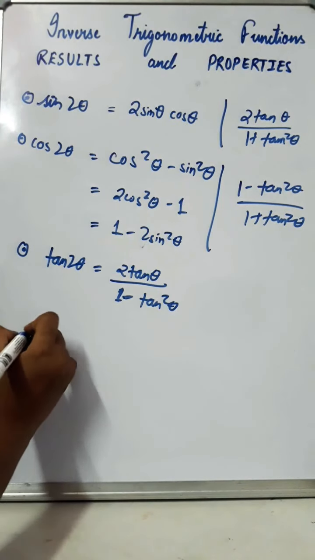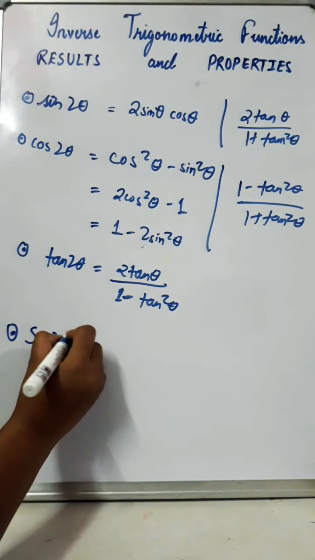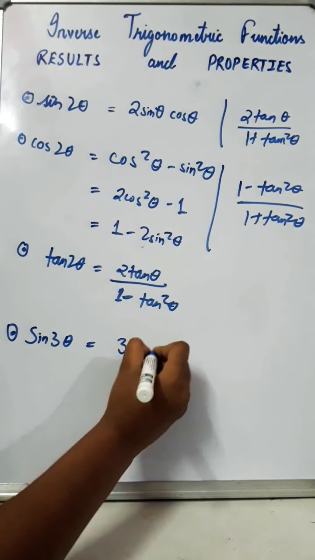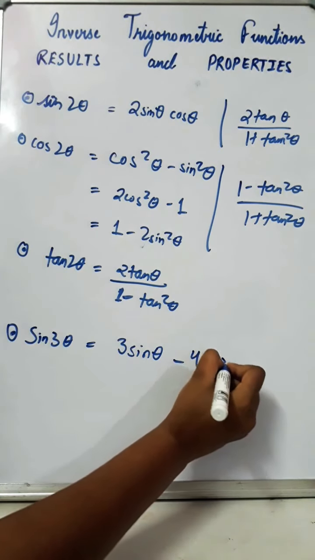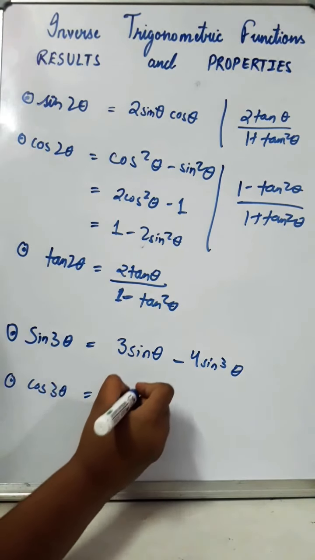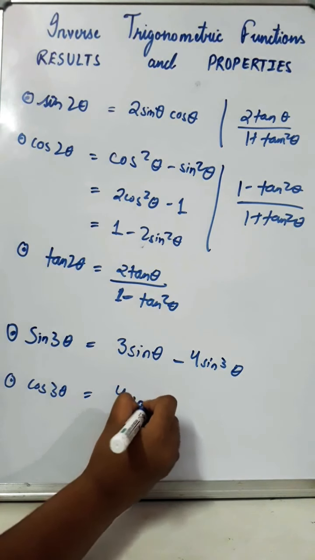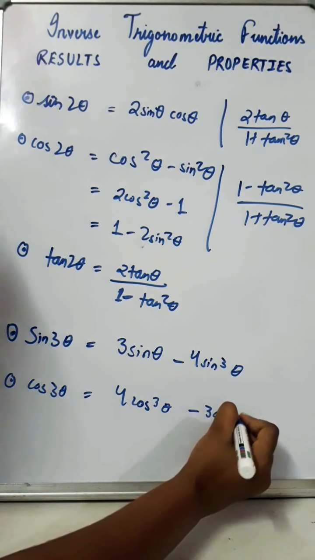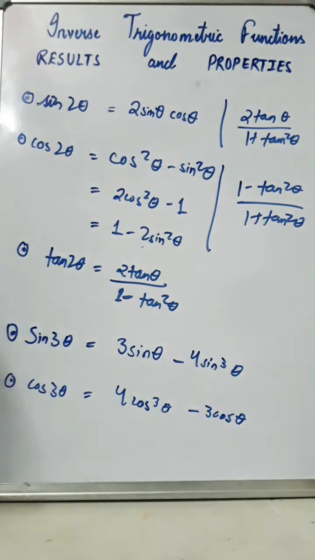Now comes your sin 3θ. Sin 3θ can be written as 3 sin θ minus 4 sin³θ. Alright, and similarly your cos 3θ is written as 4cos³θ minus 3 cos θ. Alright, so we are going to use these properties of trigonometric functions in order to derive the various properties of inverse trigonometric functions. So once again you can simply recall them.